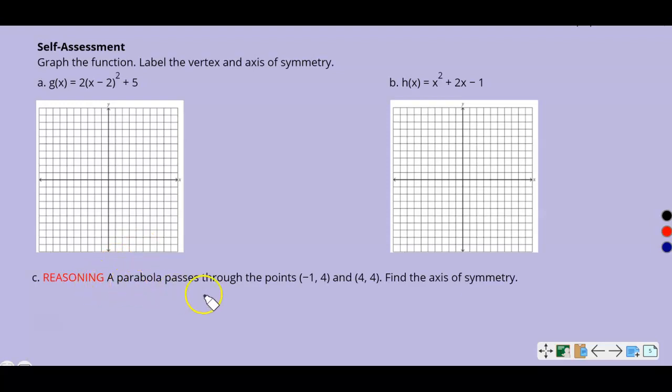Also, a parabola passes through the points (-1, 4) and (4, 4). Find the axis of symmetry. If you look at where these points fall on a graph, you know that those are reflection points. And you know that the axis of symmetry cuts a parabola in half. So how could you find the axis of symmetry given 2 points on a parabola? If we have time, I may come back to this at the end.